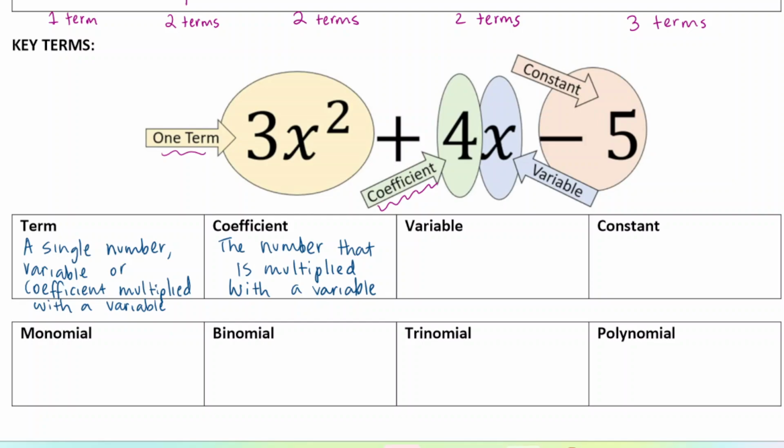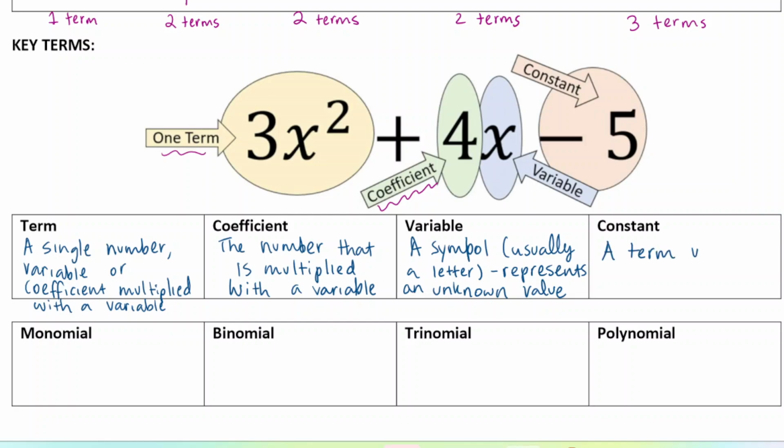A variable is a symbol that represents a number that is unknown or changing, usually a letter. It represents an unknown value. Then a constant is a term with no variable at all, so just a number.